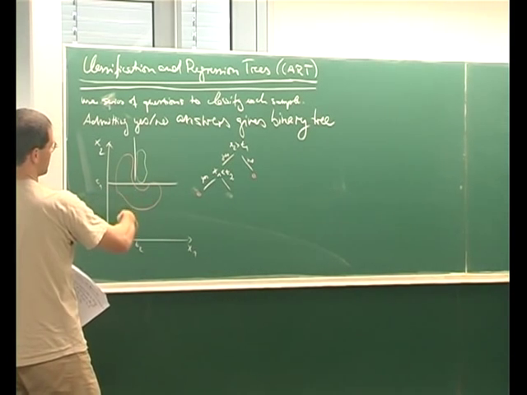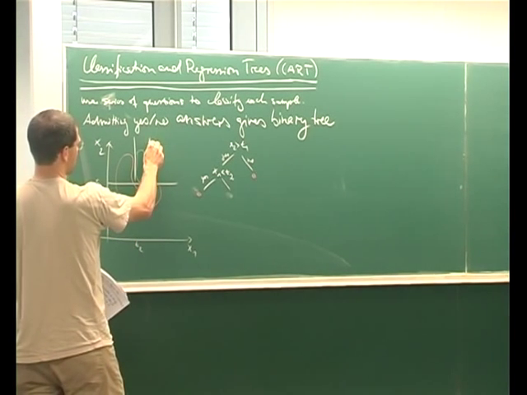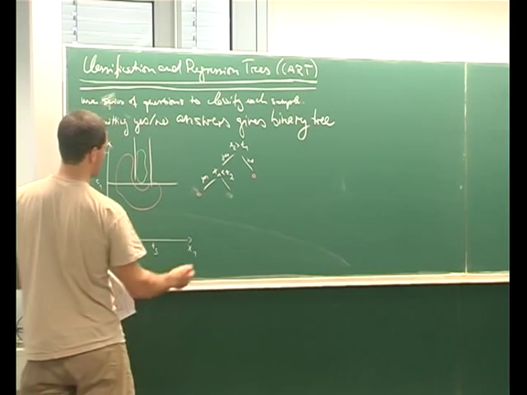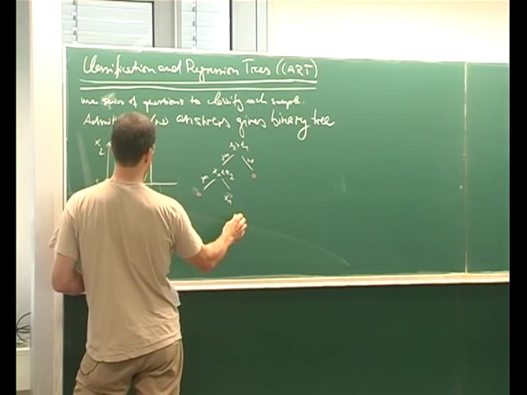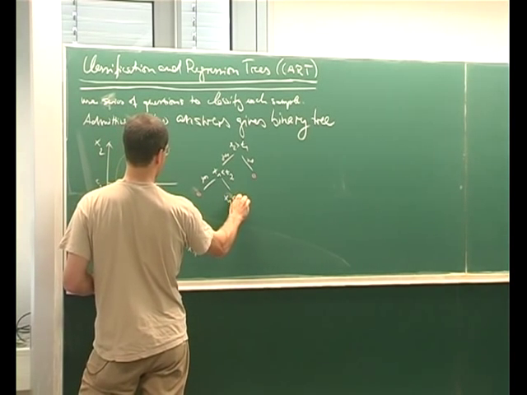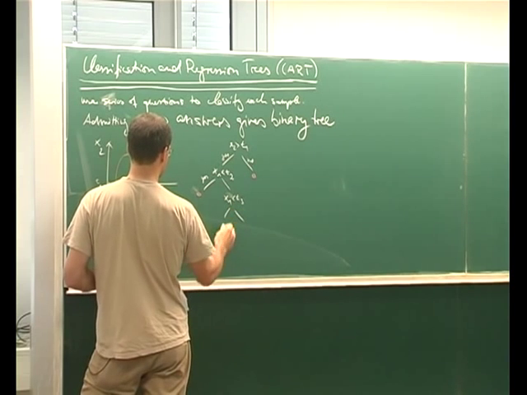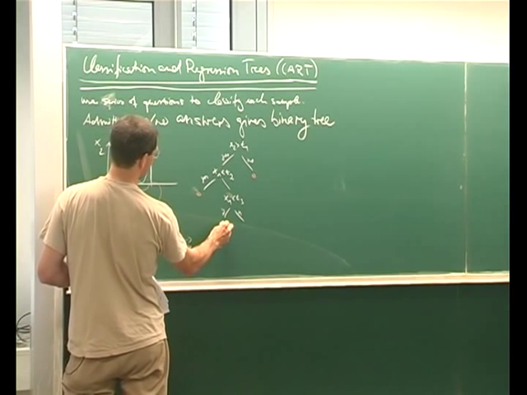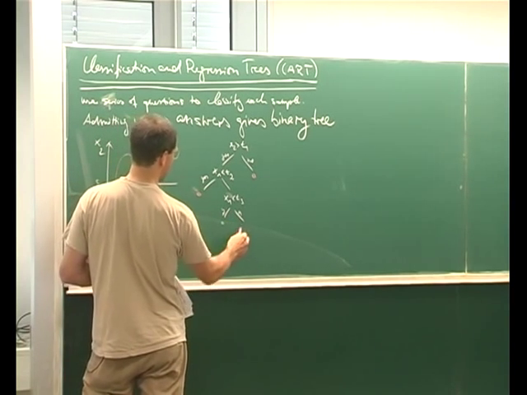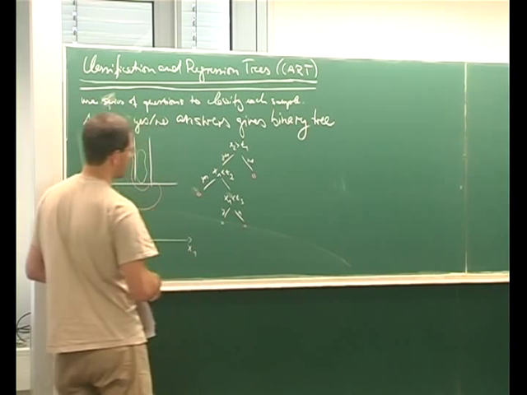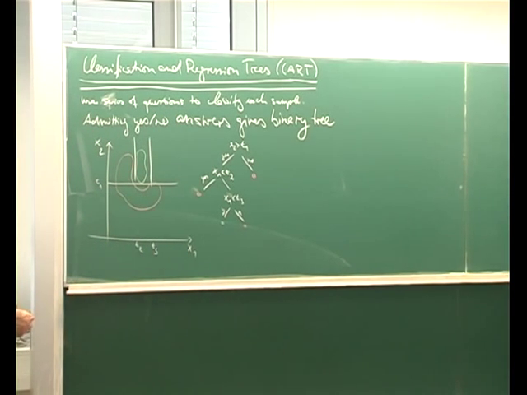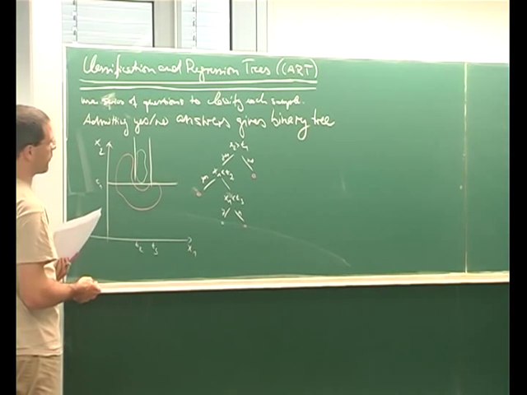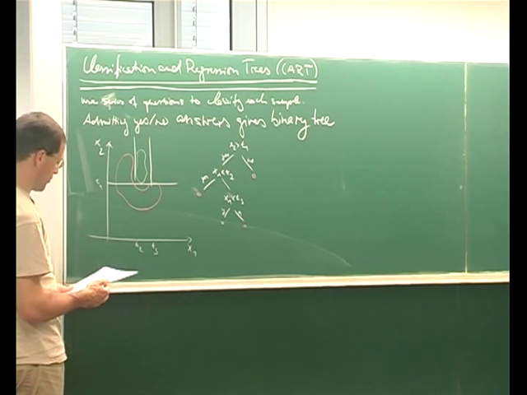Because we still have some overlap of the classes here. So I could introduce a threshold T3 and ask if X1 is smaller than T3. And if the answer is yes, I would predict the green class. And if the answer is no, I would predict the red class. And of course, you can keep iterating this, especially when you have overlapping classes, until you have pure leaves.